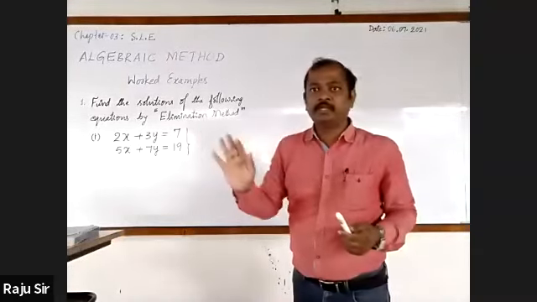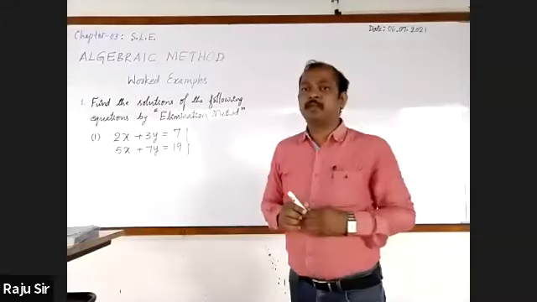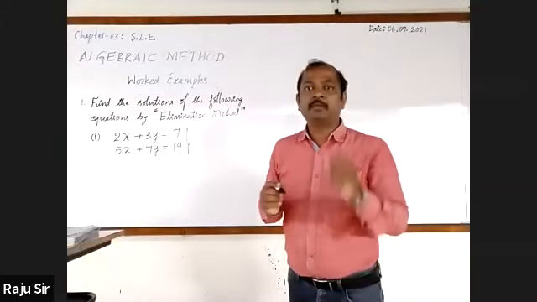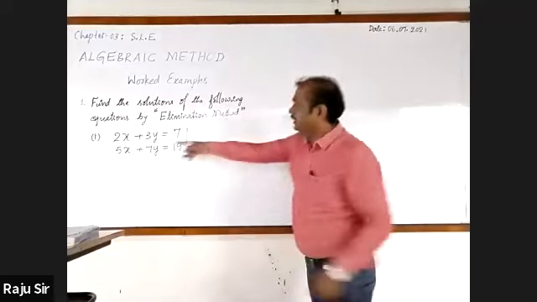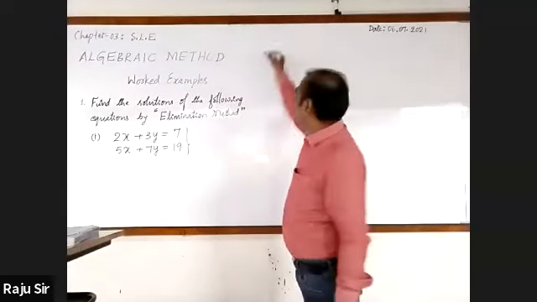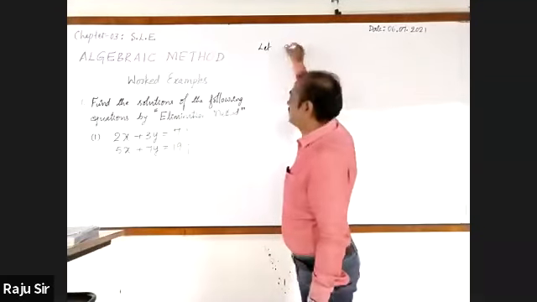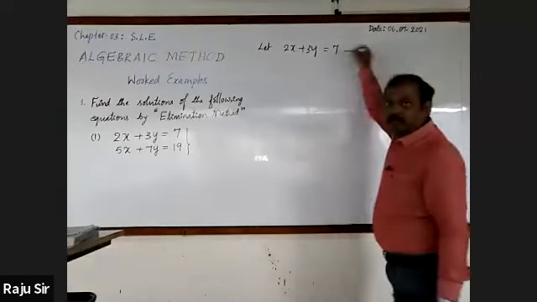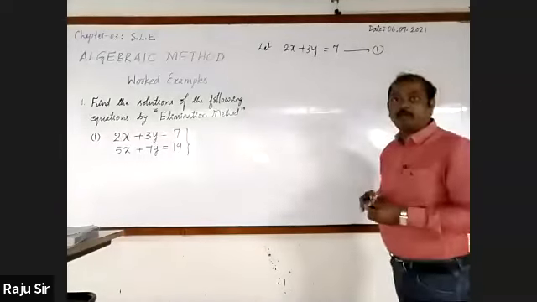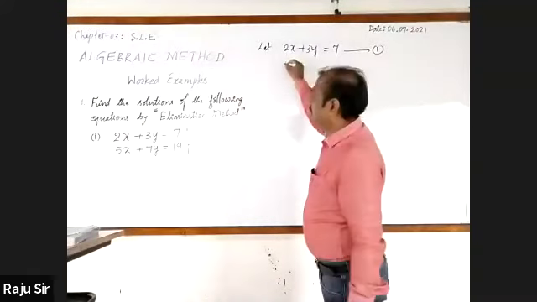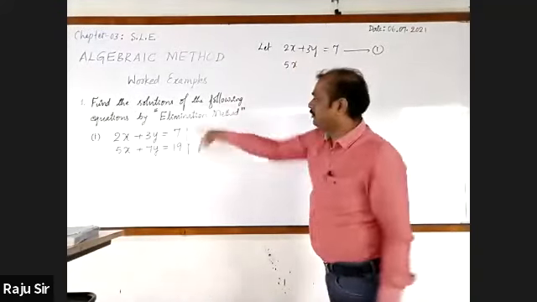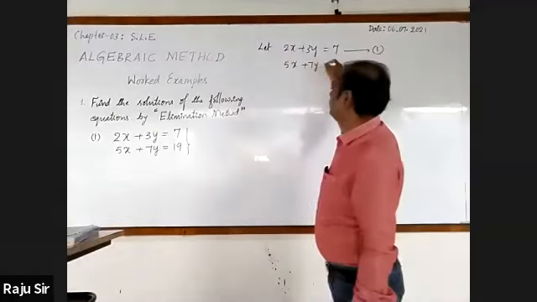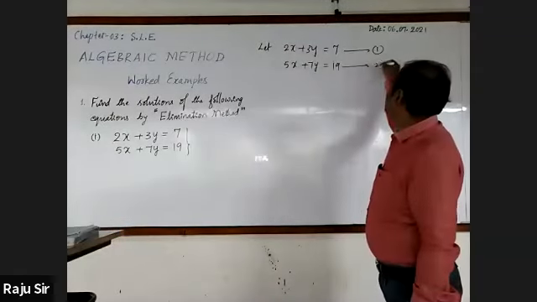So now, first we shall focus on equalizing the coefficients of either x or y. Please don't go for writing anything. Listen to me carefully. Afterwards, again, time will be given for writing. I'll take the given equations as it is. First one is 2x plus 3y, it is equal to 7. I call it as equation 1. Similarly, here 5x plus 7y, it is equal to 19. This is second equation.